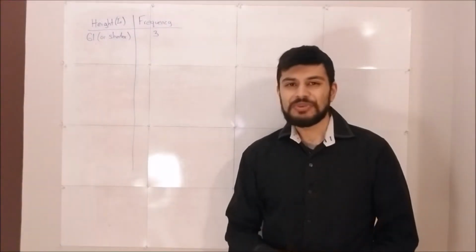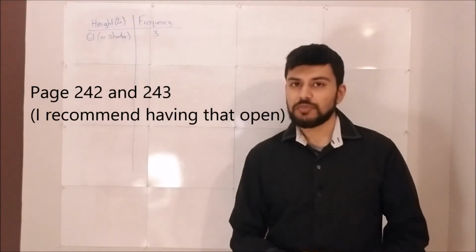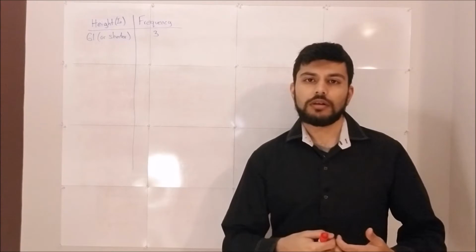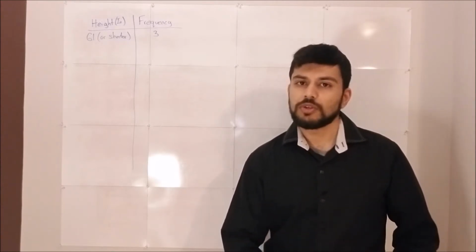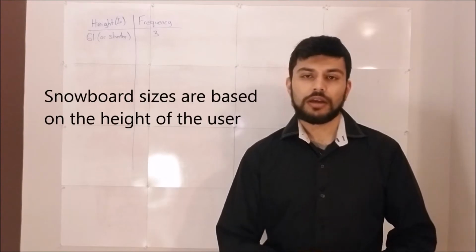All right, so what might be useful is if we work through an example. This is one that's coming right out of your textbook, but we're going to be looking at the data for the owner of a ski hill. So they're trying to sell snowboards. They'd like to know the heights of the people that are coming in.